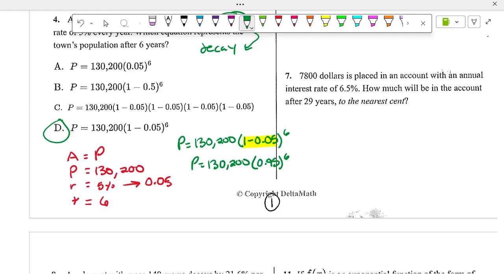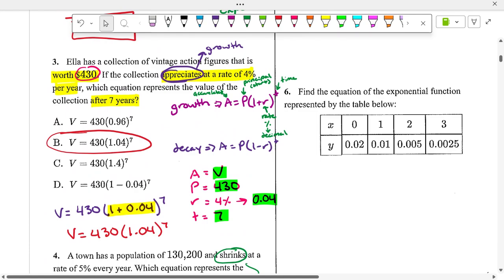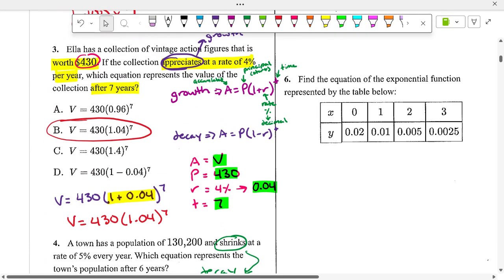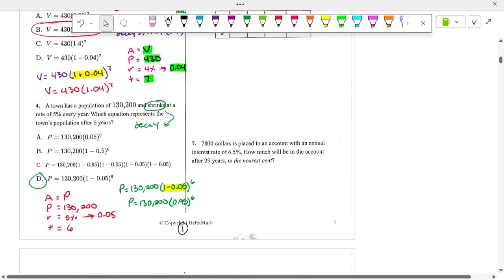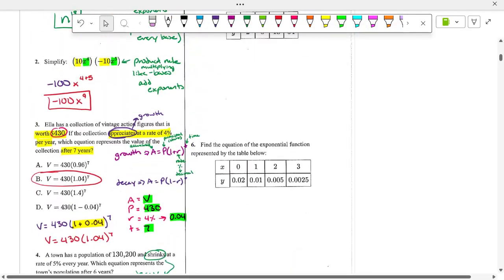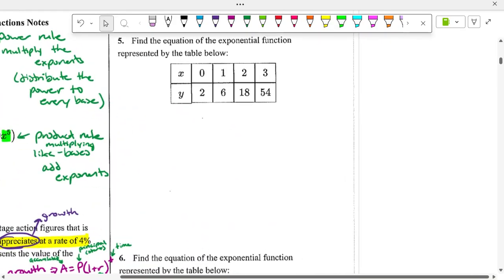Whereas our previous problem, our base was 1.04. Is that greater than 1? Yeah, it's greater than 1. It's slightly greater than 1, but still greater than 1 nonetheless. That's why it's growing. All right. Now, that was just some simple growth and decay problems.